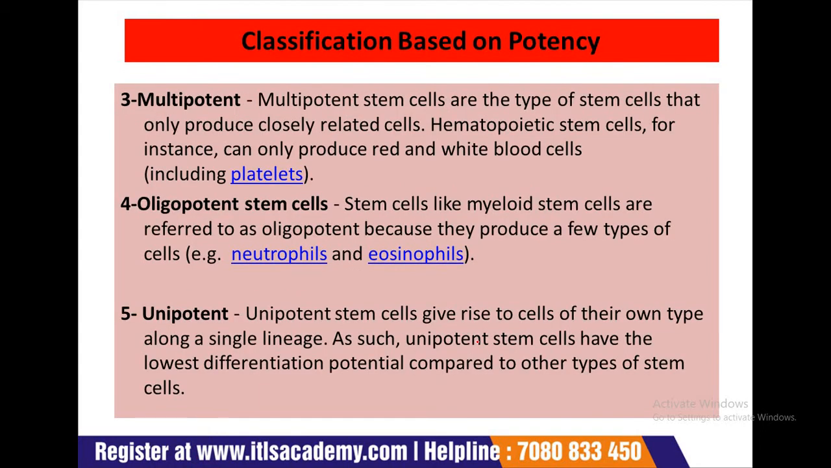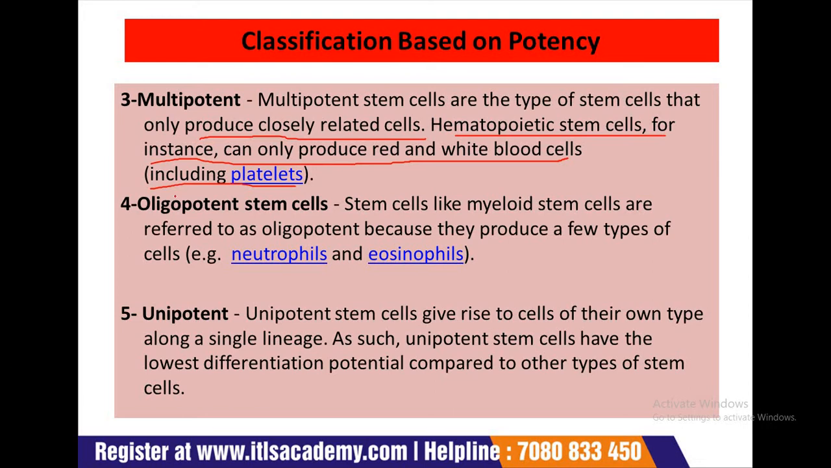Now we will discuss the multipotent stem cells. Multipotent stem cells are the type of stem cells that only produce closely related cells. That means hematopoietic stem cells, for instance, can only produce red and white blood cells, including platelets. As such, they do not differentiate into a wide variety of cells, as is the case with totipotent and pluripotent stem cells.